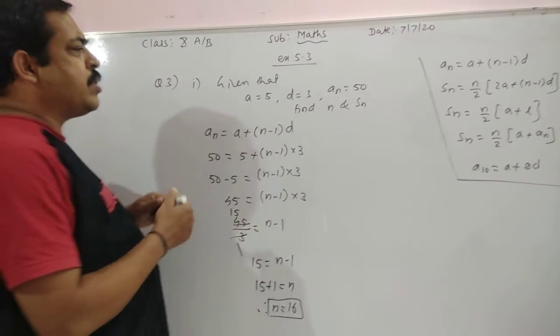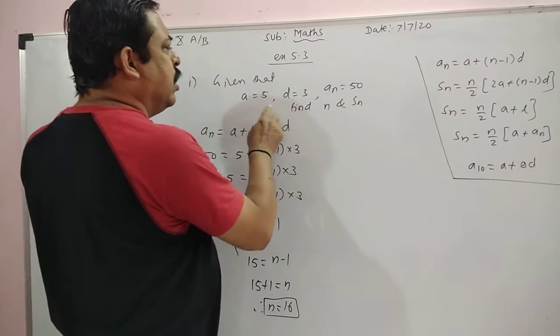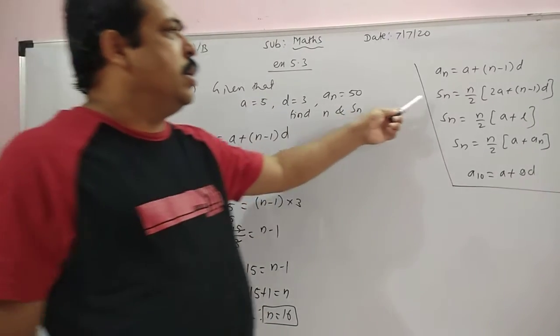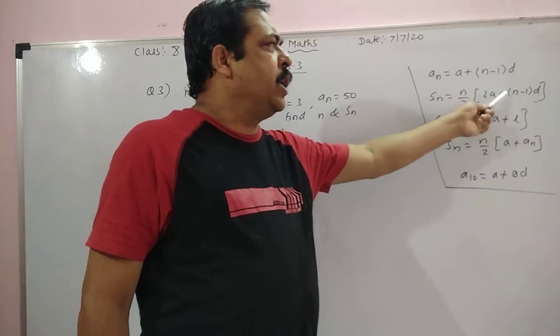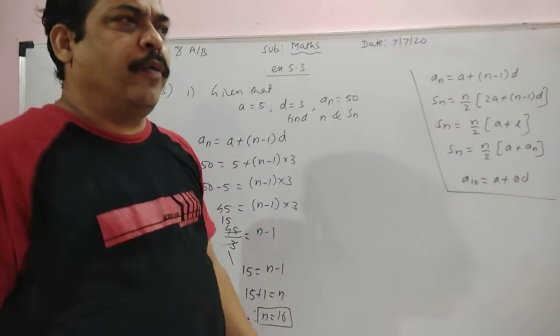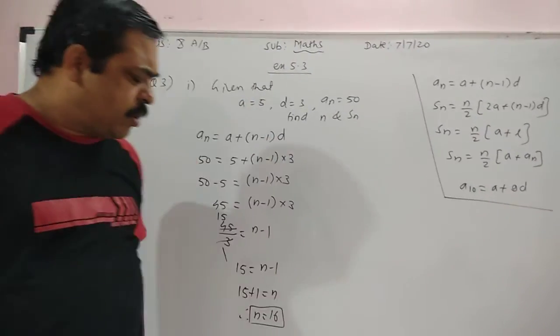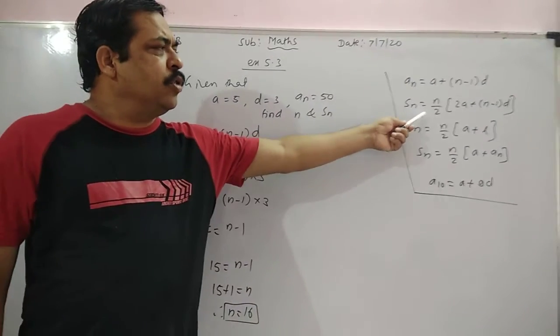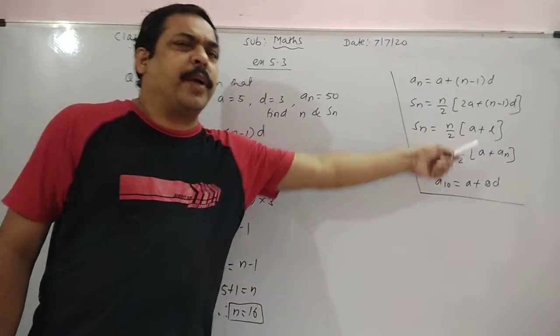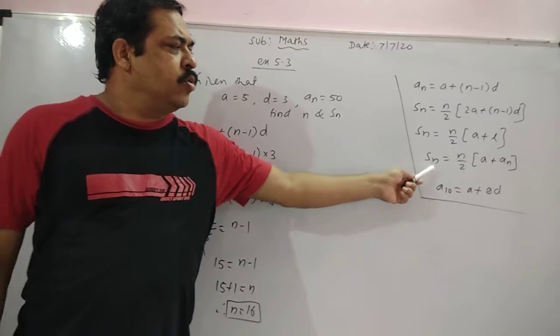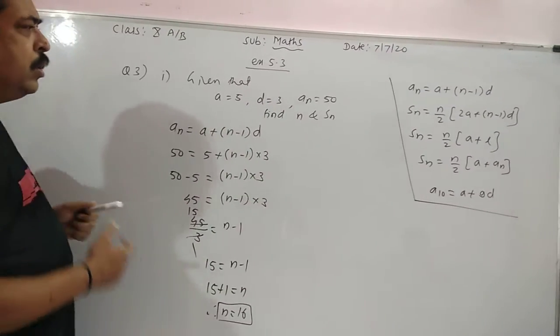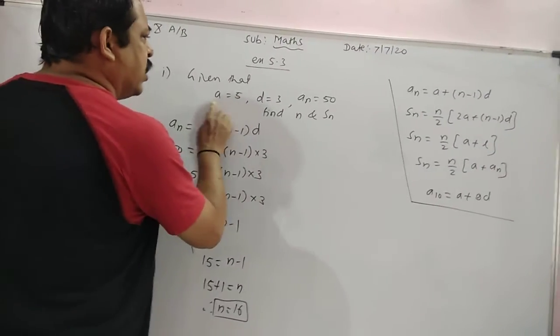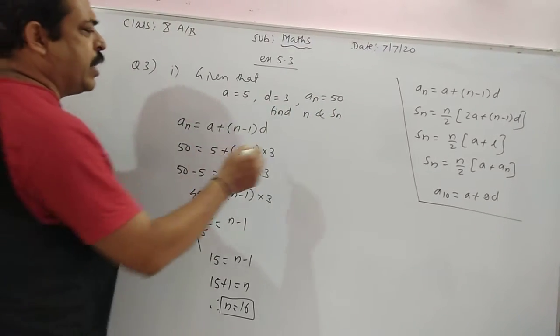Now we have to find the SN. To find the SN, there are 3 formulas. SN is equal to N by 2 into bracket 2A plus N minus 1 into D, when the first term and common difference are known. When the first term and last term are known, we use the other formula. Here we know the first term and last term. Therefore we find SN.